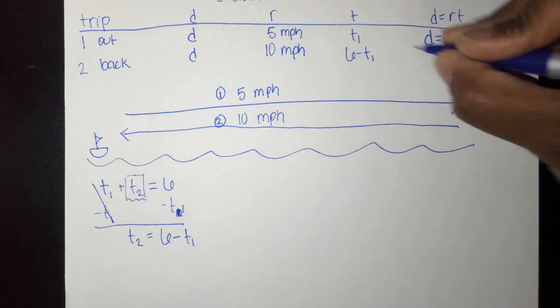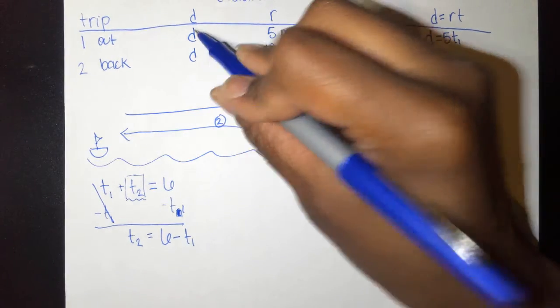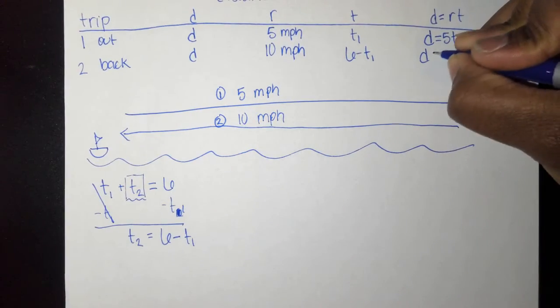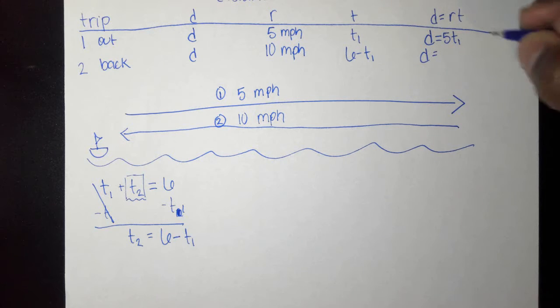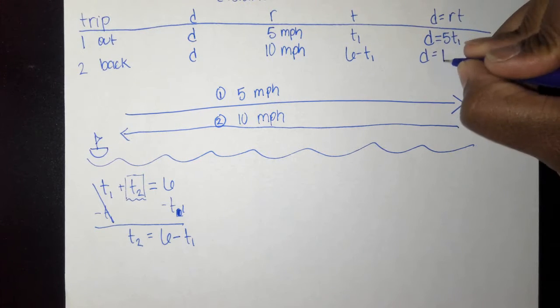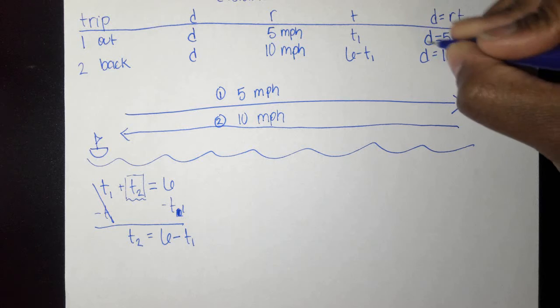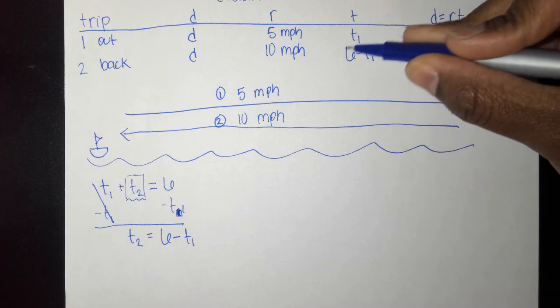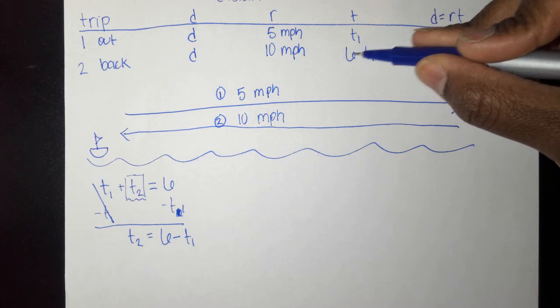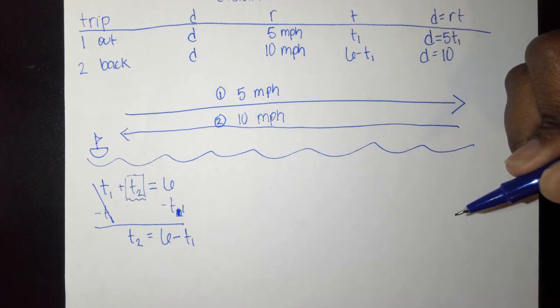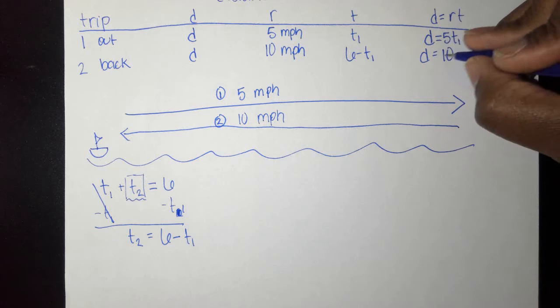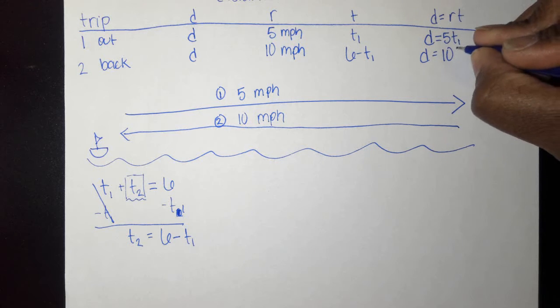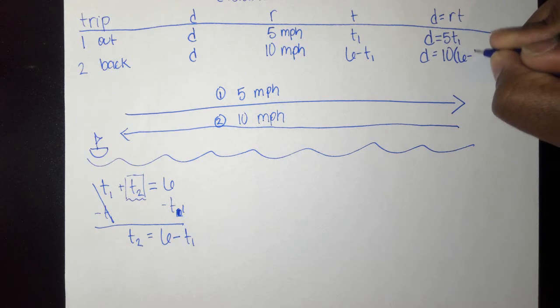Then I also know that my distance here is the same as distance here, so I'm going to just write D for distance. I do know my rate, so I'm going to say it's 10. But here I have my time 2, the whole time 2, is equal to 6 hours minus the amount of time that it took for the first part of the trip. So that's distance is equal to 10 times the quantity of 6 minus time 1.